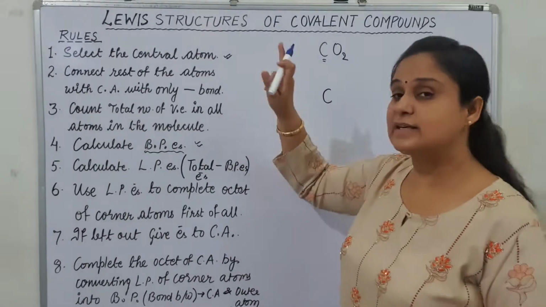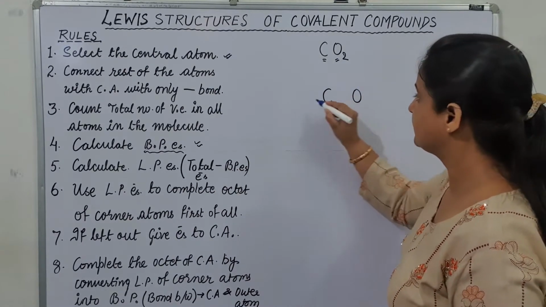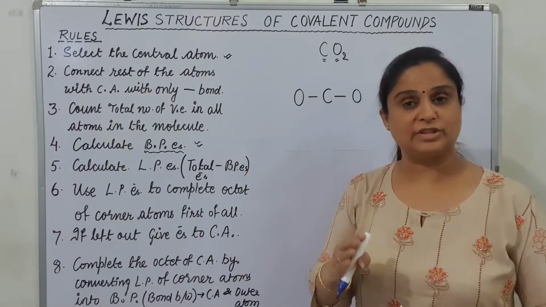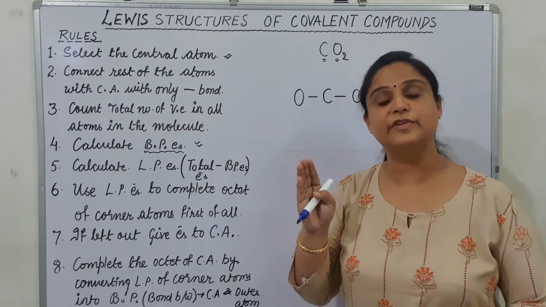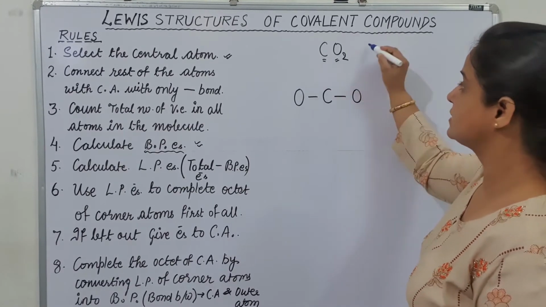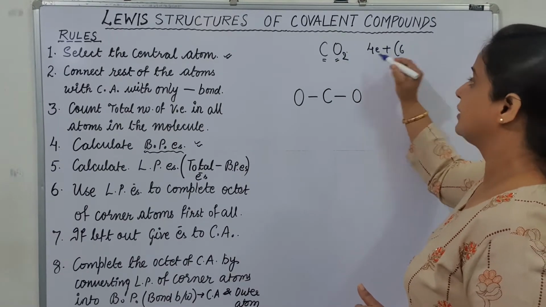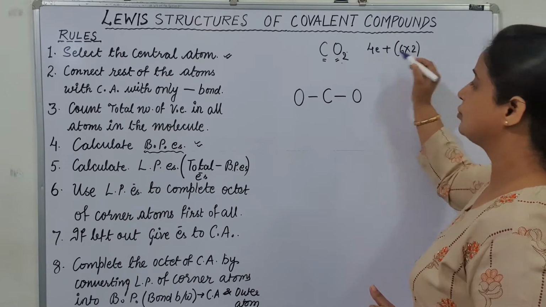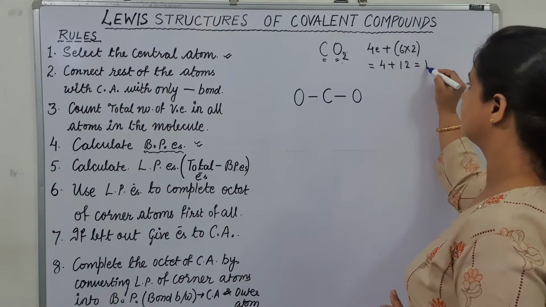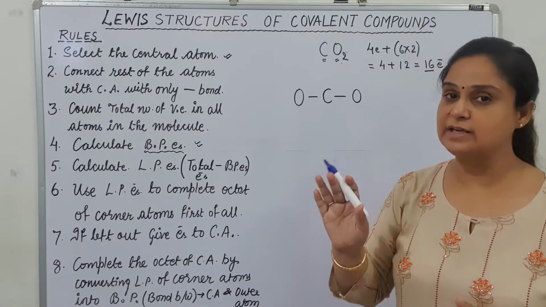Okay, now connect the rest of the atoms with the carbon. So I am going to connect these two oxygen with single bond with the carbon. Done. Now the third step, that is you have to calculate the valence shell electrons for all the atoms present in the compound. So there is 4 electrons in carbon, 6 electrons in oxygen, and there are 2 oxygen atoms. So it becomes 4 plus 12, that is it becomes 16 electrons. So total number of valence shell electrons are 16 here.